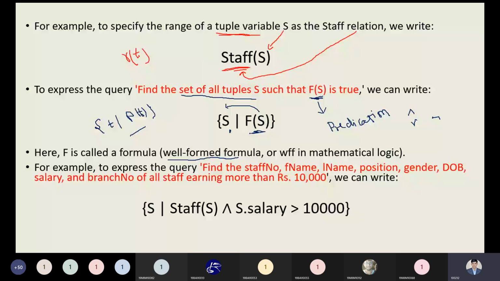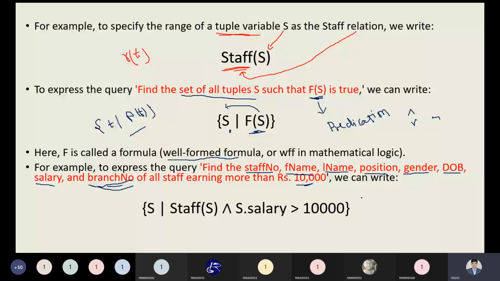Okay, so there is a staff relation here. We have the attributes: staff number, first name, last name, staff position, staff gender, date of birth, salary, and branch number. How many attributes do we have? 1, 2, 3, 4, 5, 6, 7, and 8. The query is to find all the staff details of staff earning more than 10,000 rupees.